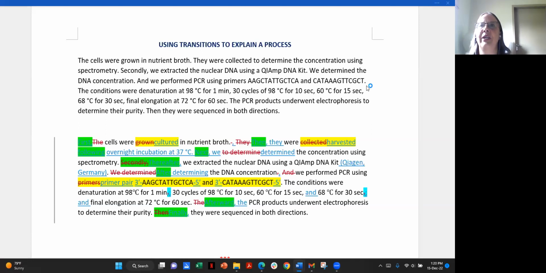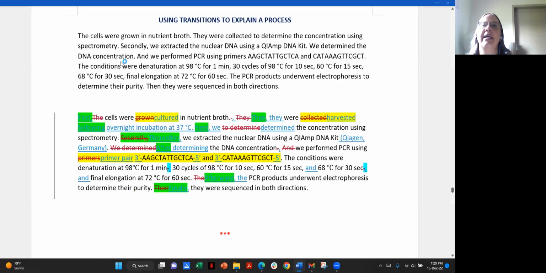It's quite a mouthful when you look at it like that, because there's no transitions. So to make it easier for the reader to understand how the process went, I've added those in and I've highlighted them in green. So to start off with, it's a good idea at the beginning of a process to say first or firstly. So I've added that. First, the cells were cultured in nutrient broth, comma, then they were harvested following overnight incubation at 37 degrees centigrade.